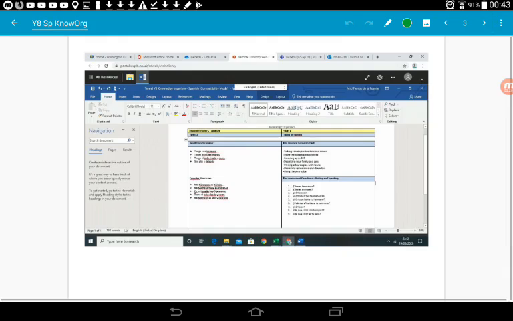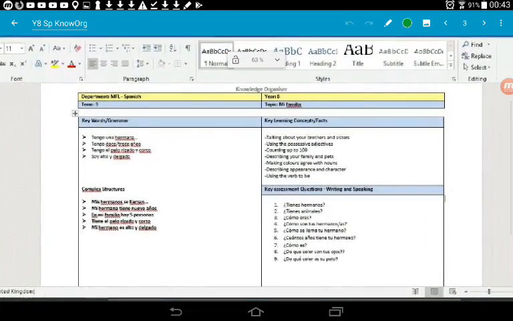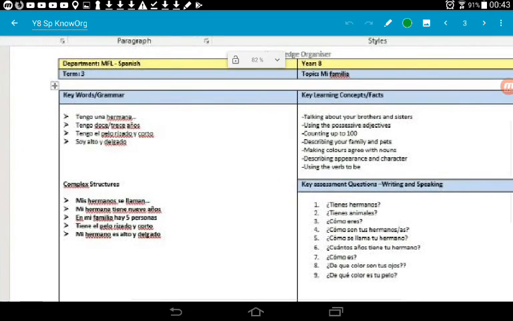Okay, now the next one we need to look into is the topic on describing people. So we described members of our family.